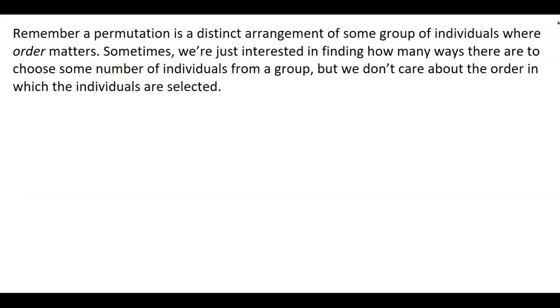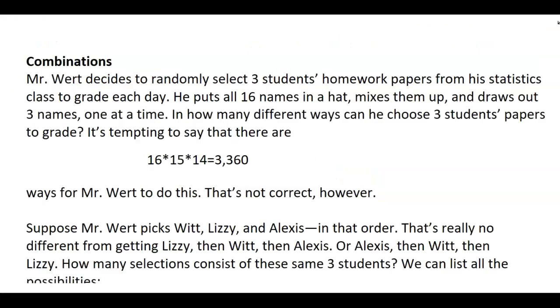So quick review, permutations are where the order matters from the group that you're picking out of a larger group. And then combinations, we're going to use them when the order doesn't matter. So let's say I decide to randomly take 3 students' homework papers from my statistics class, and I've got 16 girls in the class. I put all 16 names in a hat and draw out 3 names. How many different ways can I choose 3 students' papers?